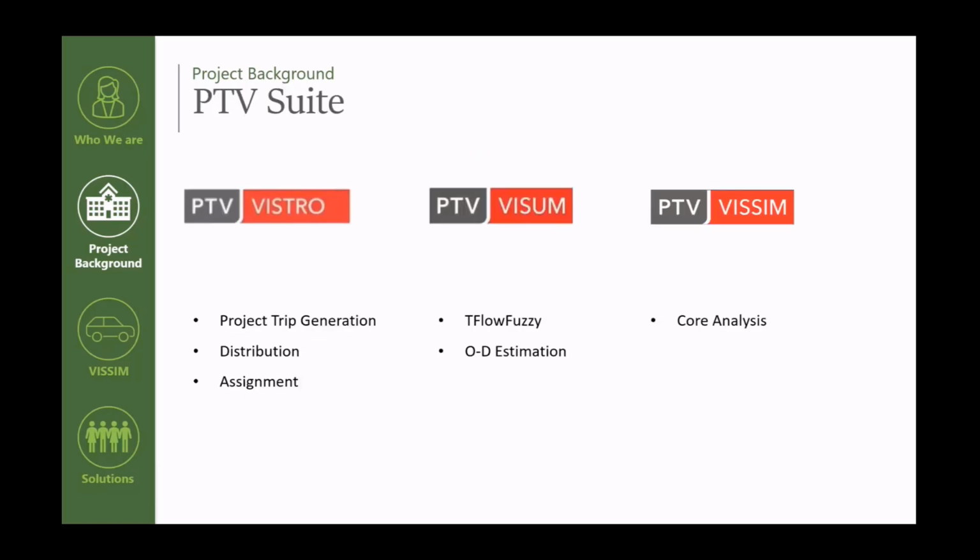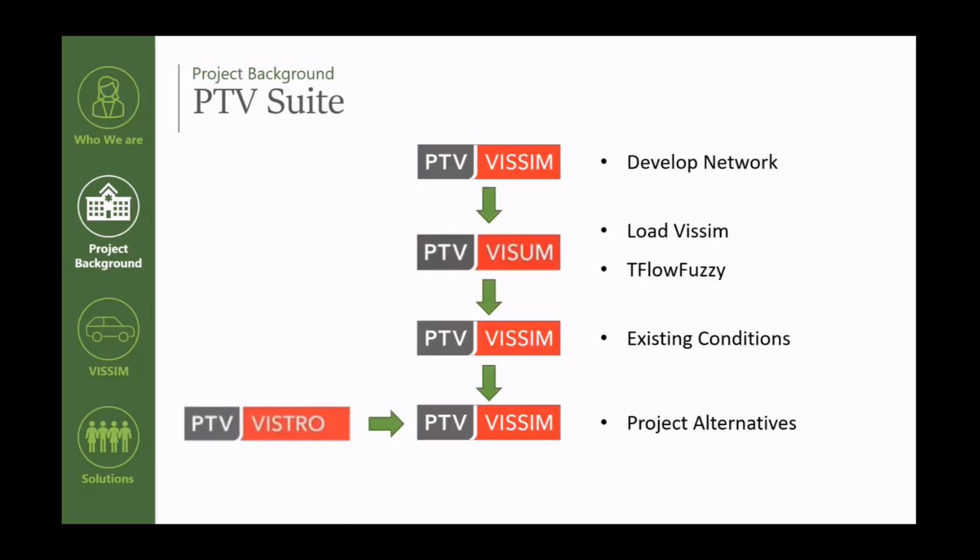Okay, so how do we deal with our traffic impact studies? Of course, the core analysis is going to be done in Vissim. We use Visum for trip generation, distribution, and assignment, with the help of T-Flow Fuzzy, to come up with static routes to be used in Vissim. So this is the sequence of how we traditionally do these kinds of projects.